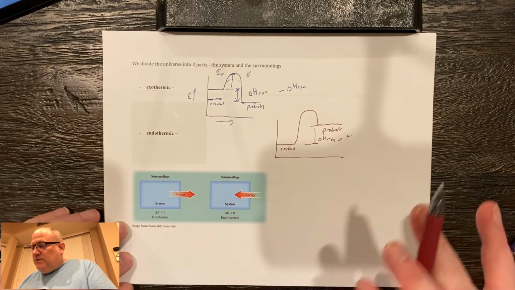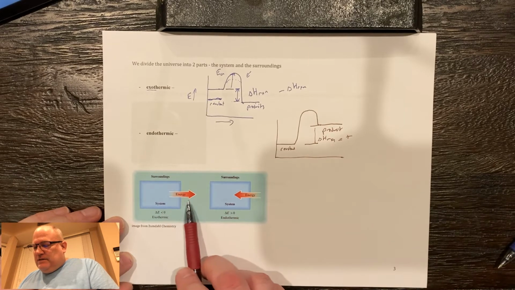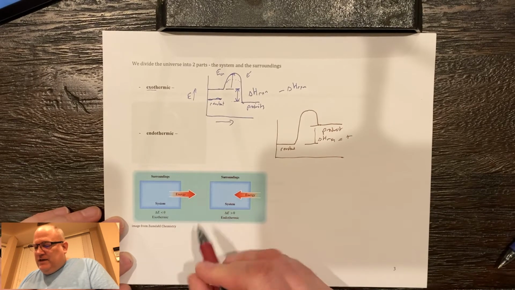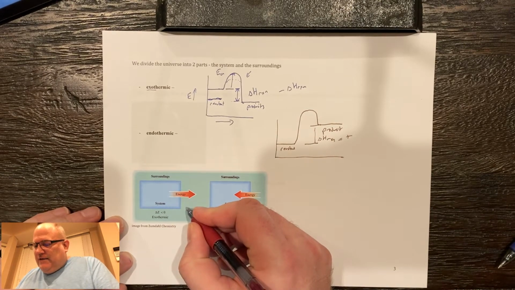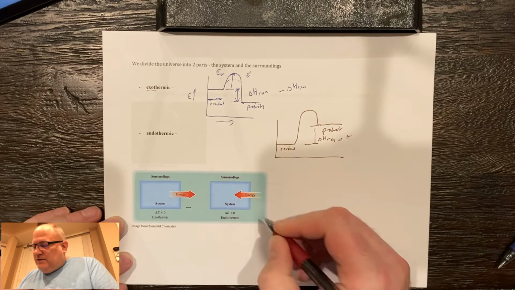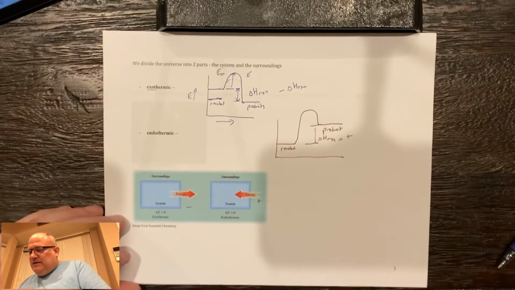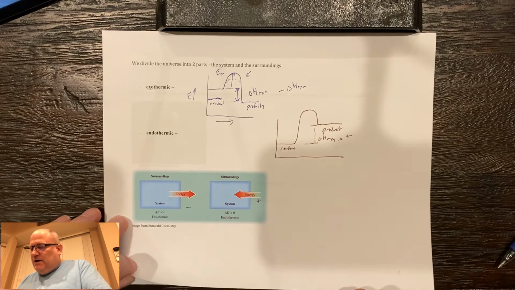And it is important that we understand the signage here, and this diagram right here shows that if the energy is leaving, we say that is an exothermic reaction. If energy is entering, we say that is an endothermic reaction, and it's a positive sign.